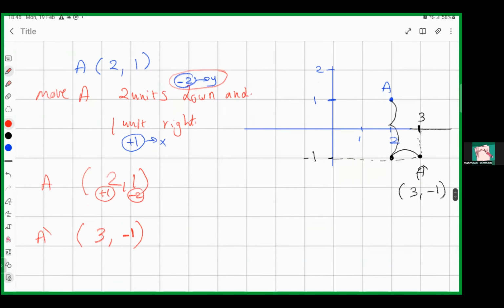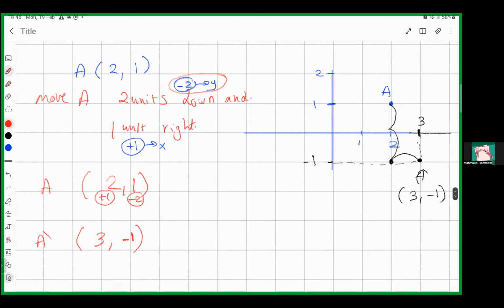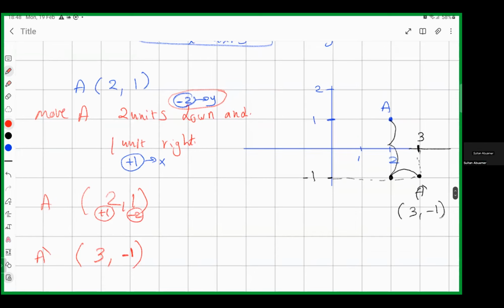So this is up and down. If he gave you 2 coordinates and he asks you to move them, how do I know whether it is down or up? He will ask you. He will tell you 2 units up or down, and 1 unit right. Whatever, however many units he tells you. Before I move to the second thing, I would love to open the practice sheet.